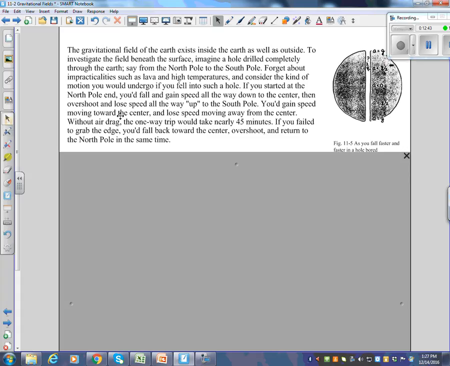If you started at the North Pole end, you'd fall and gain speed all the way down to the center. So I'm just going to draw a little person here. And you'd have to ignore air resistance, right? So you would continue to speed up and speed up. And when you got to the center, you would actually be going the fastest you could go, right? Then you would start slowing down as you went away.